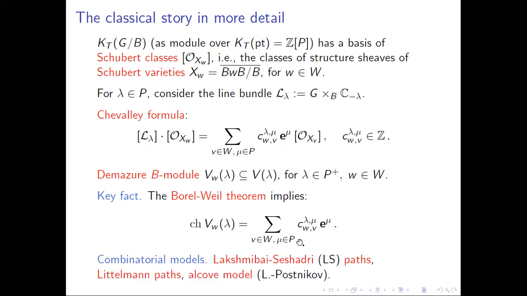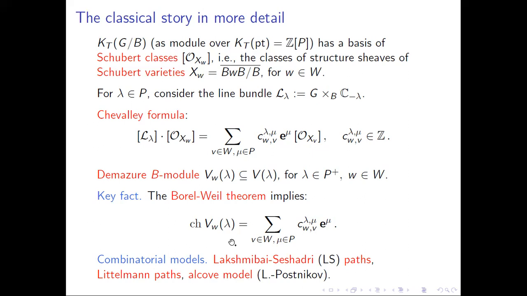And then there are combinatorial models which allow you to write this Chevalley formula explicitly to determine these integer coefficients here, and also therefore to write the Demazure character. And these are various models.